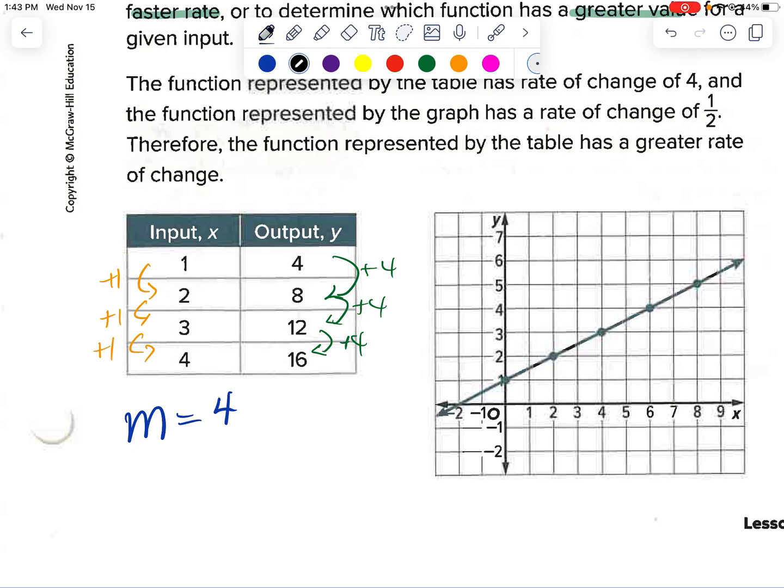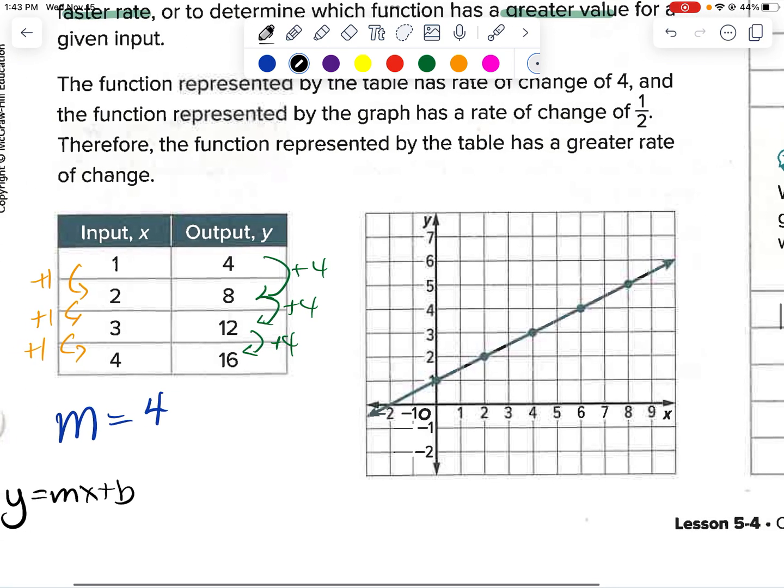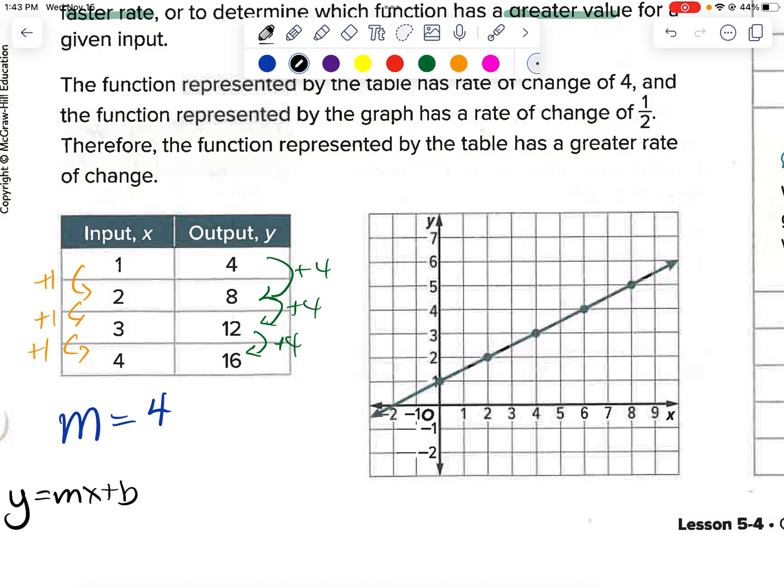And the y-intercept, y equals mx plus b. Actually, I don't think we need that for right now. Let's just look at the slope for right now. And over here, let's look at this slope. This went up 1, it went over 2. So the slope on this one is going to be 1/2. So which one has the greater rate of change? This very first one has the greater rate of change.